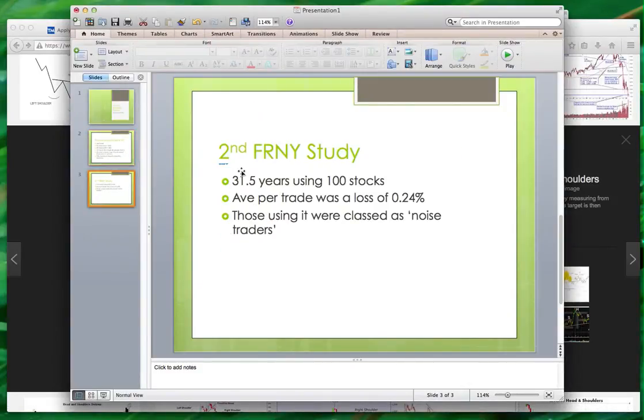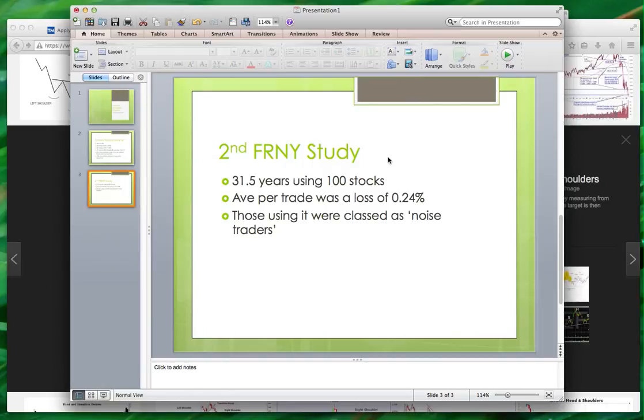A second study, also by the Federal Reserve of New York, was conducted a while later. This study used 31 and a half years of data on 100 different stocks in the US. At the end of that, they found that the average result per trade was a loss of 0.24%. So the average trade of using a head and shoulders pattern, you would lose money.